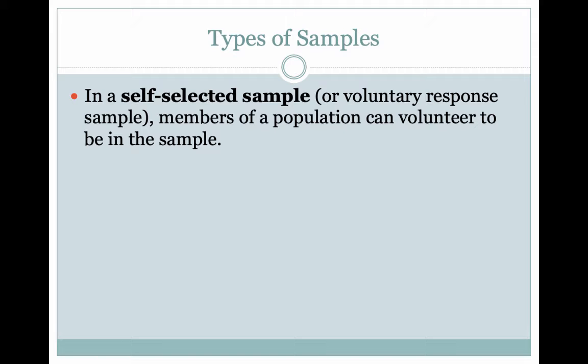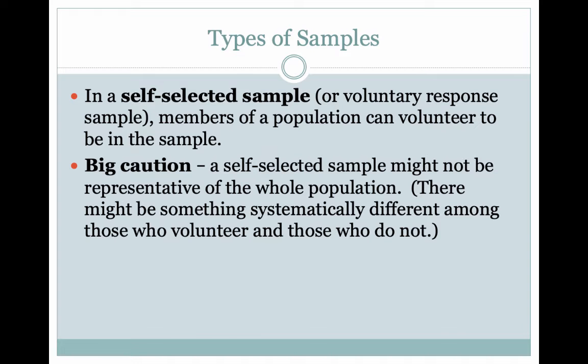So that's the goal. In a self-selected sample, also known as a voluntary response sample, members of a population can volunteer to be in a sample. Okay, so remember, our goal is for it to be representative. There's a big caution here. A self-selected sample might not be representative of the whole population. There might be something systematically different among those who volunteer and those who do not.